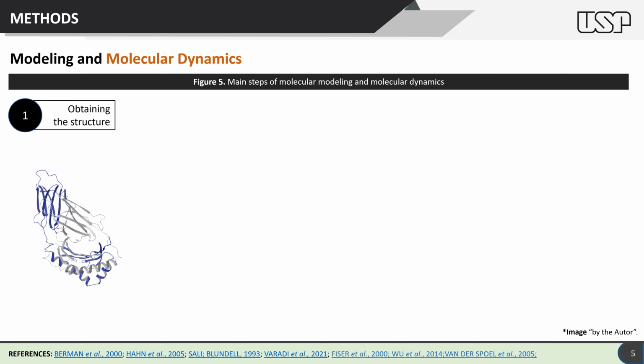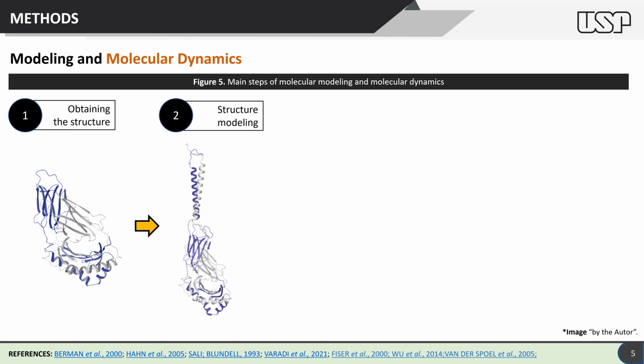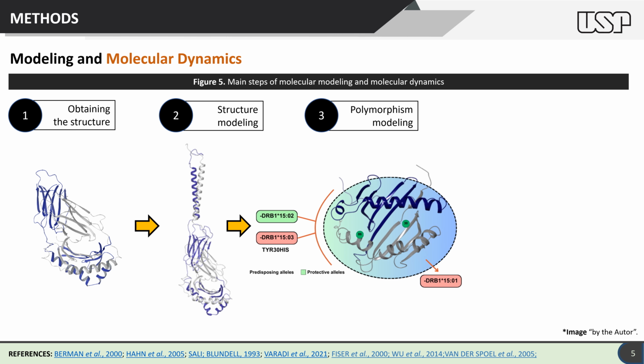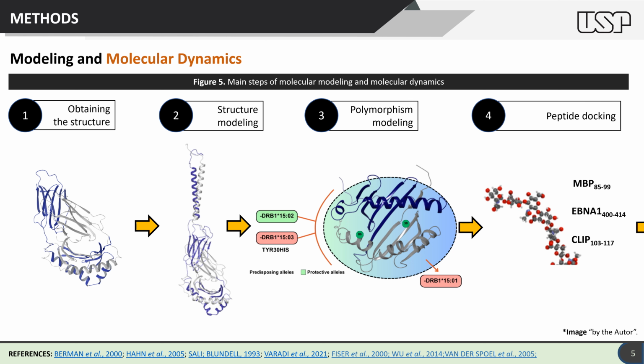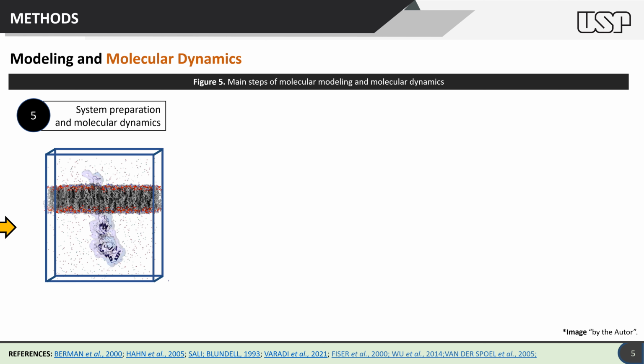First, the crystallography structure was obtained, followed by the filling and correction of missing residues using comparative modeling. Next, polymorphisms associated with multiple sclerosis, either as risk or protective factors, were modeled. The peptides were then subjected to docking. And finally, the system was prepared for the MD simulations, aimed at capturing the dynamic profile of molecules based on Newtonian mechanics principles. From there, the trajectories were generated and evaluated using MD methods, such as RMSD, RMSF, and others.